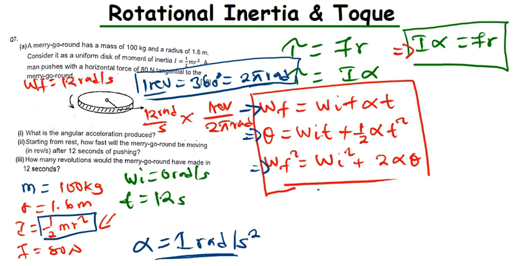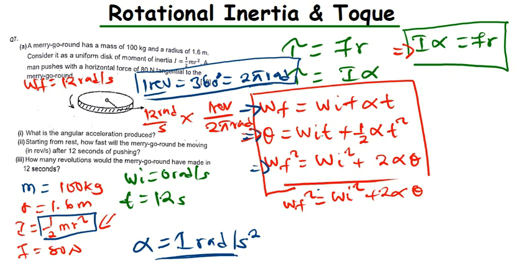Okay, whenever you see a question which is asking about revolution, just know that they are asking about the theta. Always, if they're asking about revolution, they're asking about the theta, meaning that I can use the second equation because I have the time, I have the angular acceleration. I can also use the third equation, because I have the final and I have the initial. Okay, so let me use this one, but you can also use this one. You'll be able to find the same answer. So I'll use the final squared equals initial squared plus 2 alpha theta.